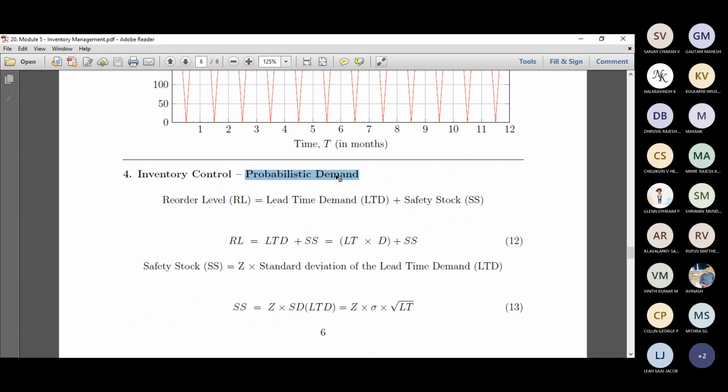Say the demand is not pretty much certain, it's just uncertain or probabilistic. Then we look into something called safety stock. Say, for example, you guys prepare for an examination, right? What you generally do is study all the modules. But if you don't have time, you have back-to-back exams and you wasted a lot of time earlier, then you will be looking into some important chapters. You'll be focusing on that. So those are called safety stock.